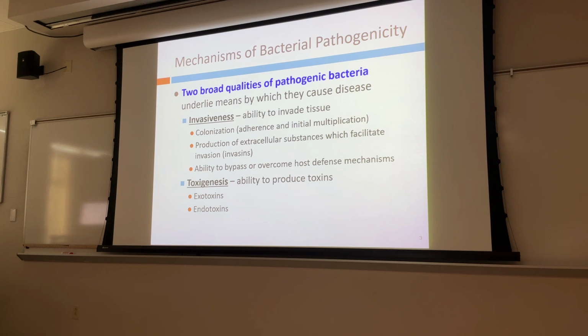Pathogenic bacteria are going to have a couple of qualities. We'll talk a little bit more about these as we go throughout these slides today. But invasiveness, so that's the ability to invade host tissue. When they invade, they have to have the ability to colonize. The number one thing that needs to happen for, say, a bacterium to establish an infection is it has to attach to your cells somehow.